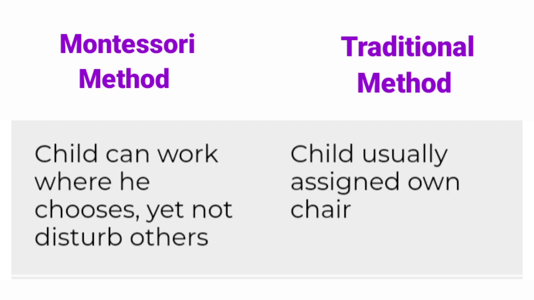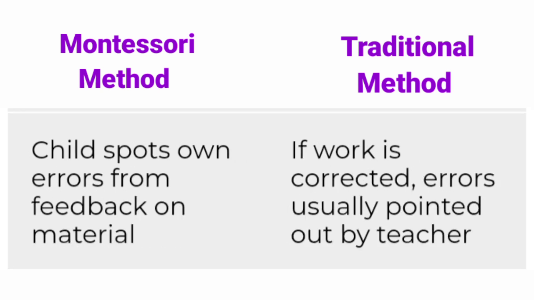Next, in the Montessori method, the child can work where he chooses, yet not disturb others. But in the traditional method, the child is usually assigned their own chair. In the Montessori method, the child spots errors from feedback on the material. But in the traditional method, if work is corrected, errors are usually pointed out by the teacher. Which means the Montessori method allows the child to correct mistakes immediately. But in the traditional method, the teacher corrects the mistakes.